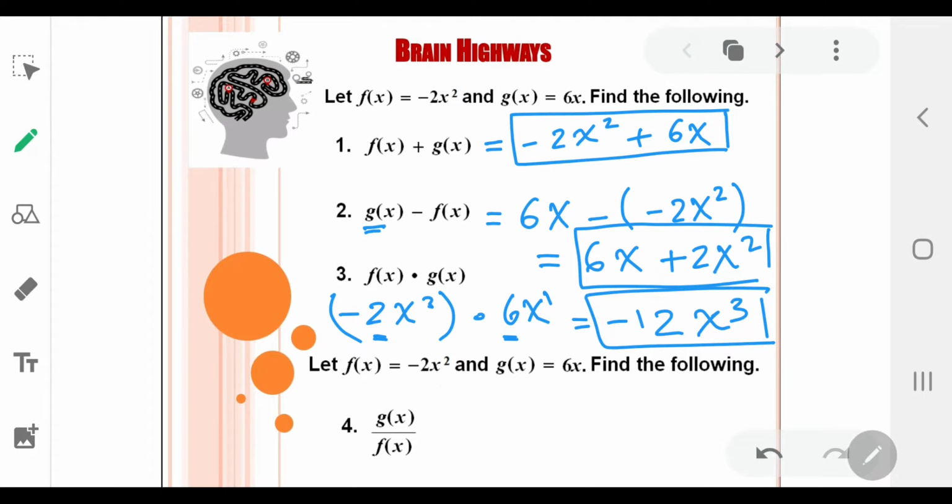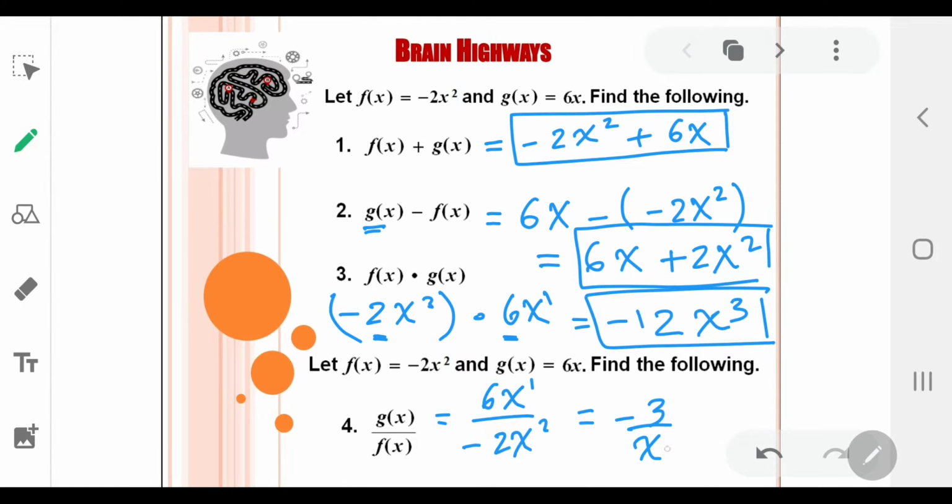Number 4, it's required to find the quotient of the two functions, to divide them. G of x is 6x over f of x, which is negative 2x squared. Again, for the coefficients, the numbers in front of the variable, you just divide them. 6 divided by negative 2 is negative 3. For the variables, this x is raised to the power 1, and when you subtract 1 minus 2, it's x to the power negative 1. You can directly put it down, x to the power 1.